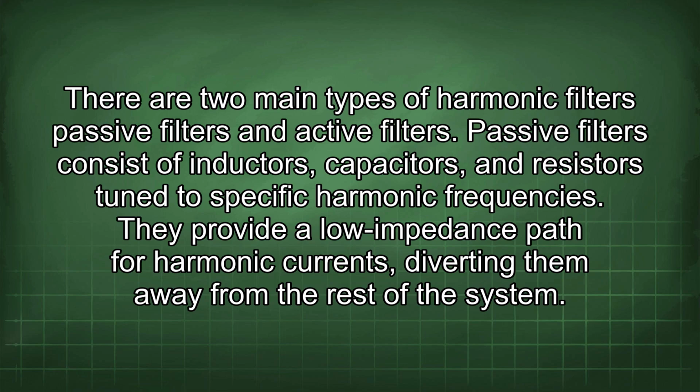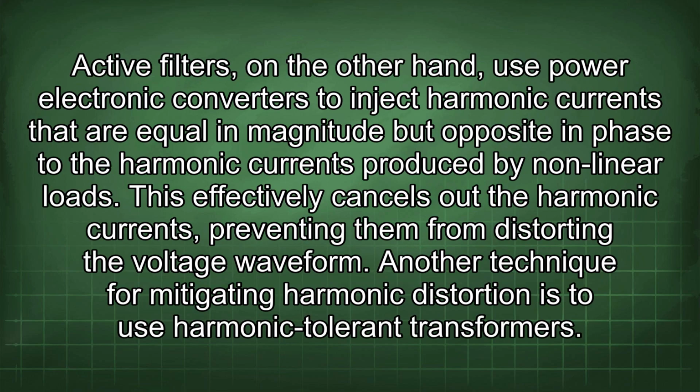Passive filters consist of inductors, capacitors, and resistors tuned to specific harmonic frequencies. They provide a low impedance path for harmonic currents, diverting them away from the rest of the system. Active filters, on the other hand, use power electronic converters to inject harmonic currents that are equal in magnitude but opposite in phase to the harmonic currents produced by nonlinear loads. This effectively cancels out the harmonic currents, preventing them from distorting the voltage waveform.